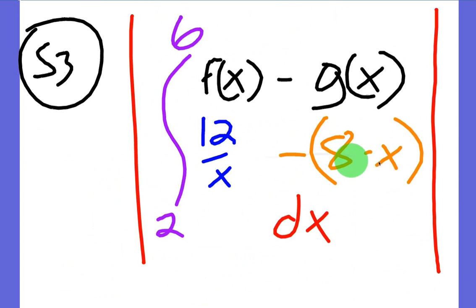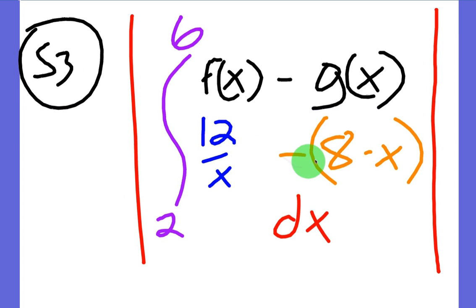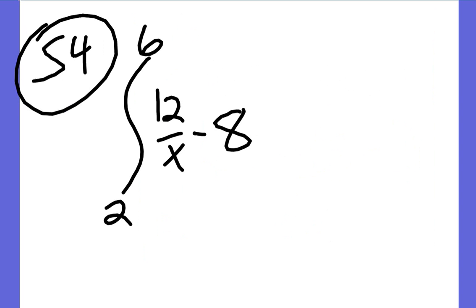So now we're just going to find this definite integral. Now, there's a couple ways to go about this. Certainly we want to distribute this minus into both of those. So let's go ahead and do that. Alright, so it's going to be the definite integral from 2 to 6 of 12 over x minus 8, and then because it's minus minus x, we're going to have to make that a plus.